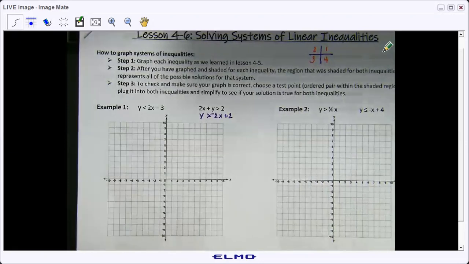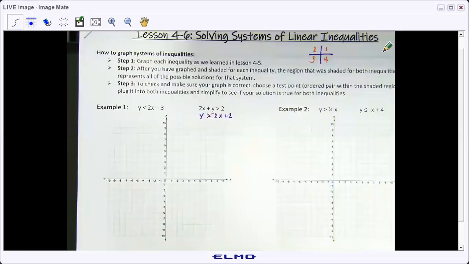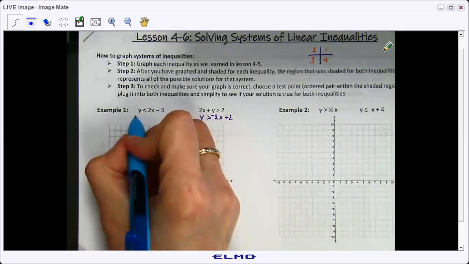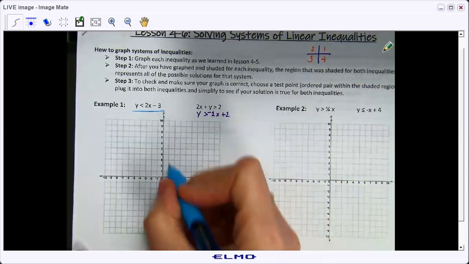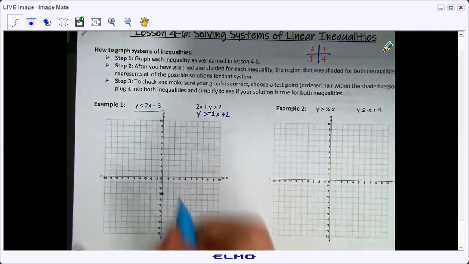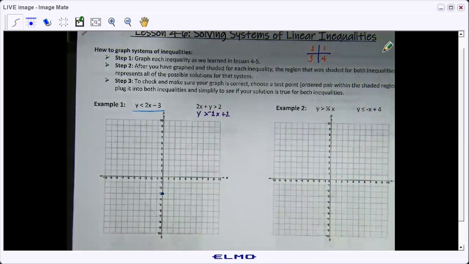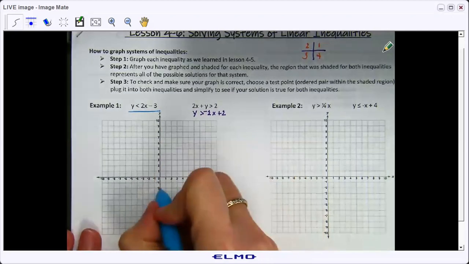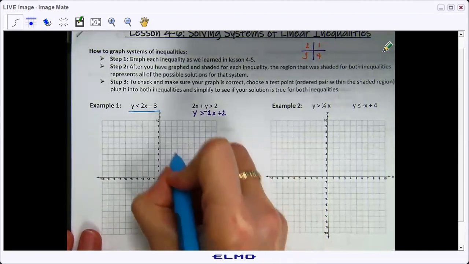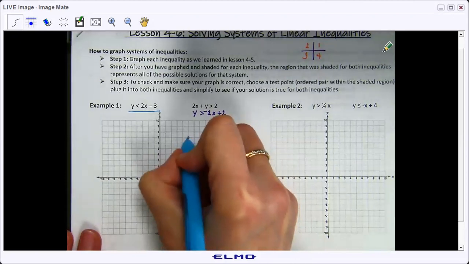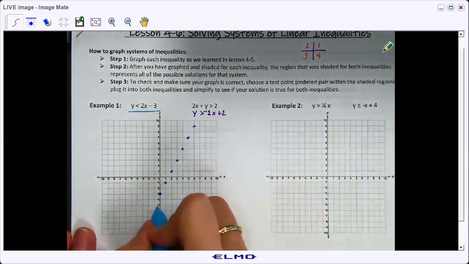So I'm going to graph this first equation or inequality. I'm going to plot my y-intercept at -3, and then my slope is 2, so that means I'm going to rise 2, run 1. And I go up the whole graph.